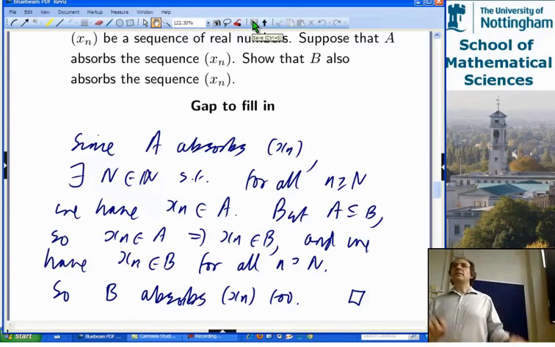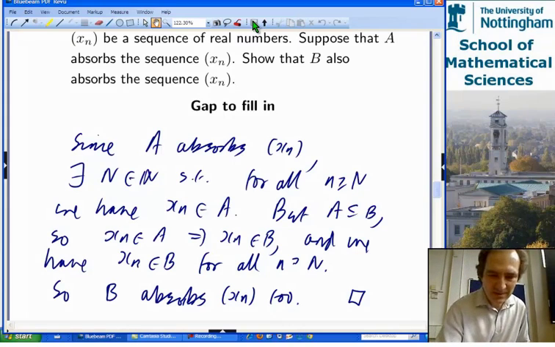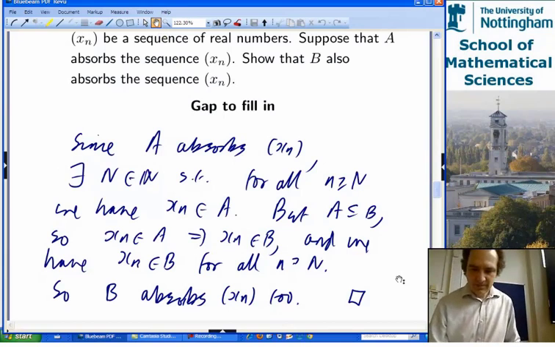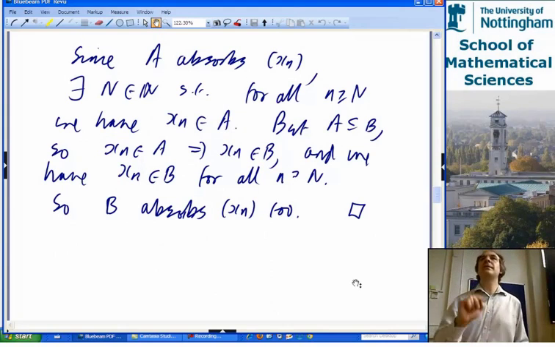You have to write something. All we've used is the definition of subset and the definition of absorption. Plug in the definitions. The proof really isn't anything other than saying that if you're in the smaller set, then you are in the bigger set. Okay, that's that one.